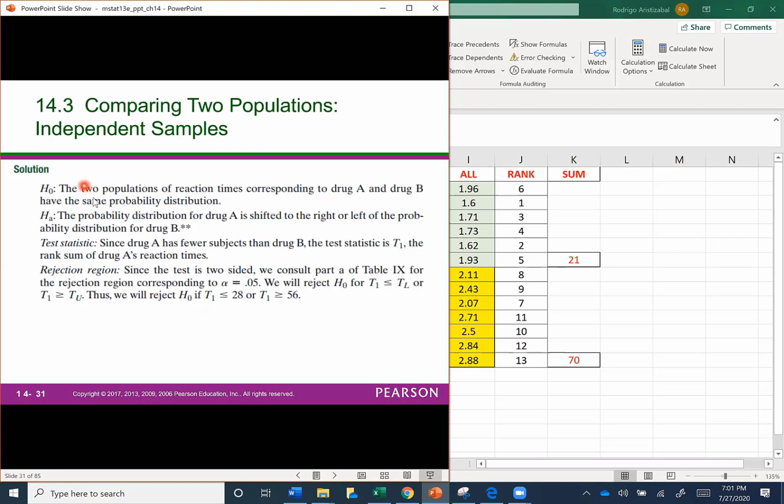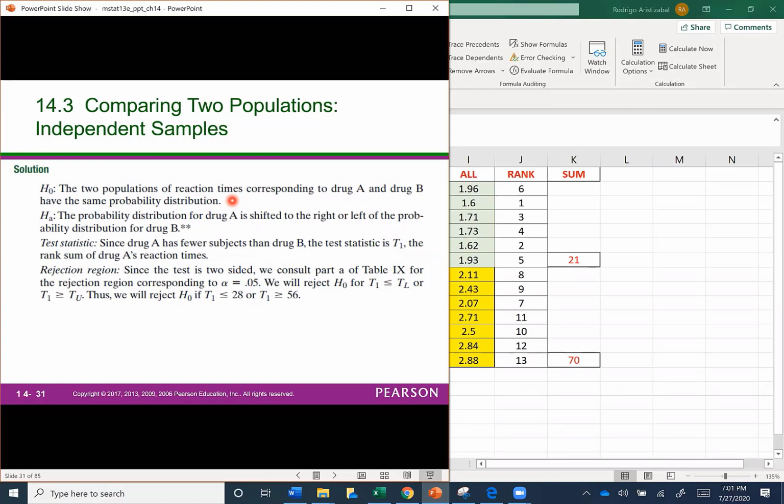You need to write the null and the alternative hypothesis. The null is that the two populations of reaction time corresponding to drug A and drug B have the same probability distribution. We assume that they have the same median, approximately the same distribution. And the alternative is that the probability distribution for drug A is shifted to the right or to the left of the probability distribution for drug B.